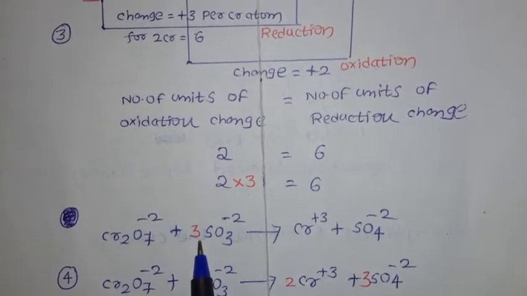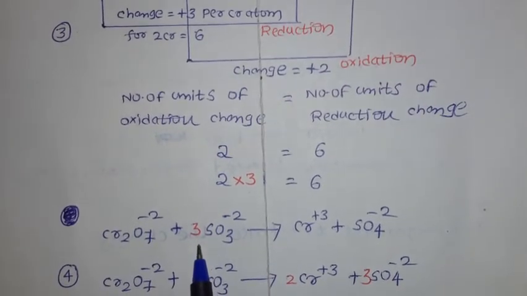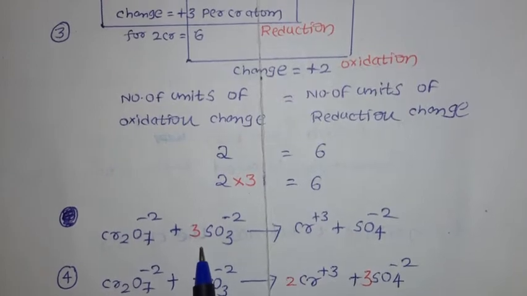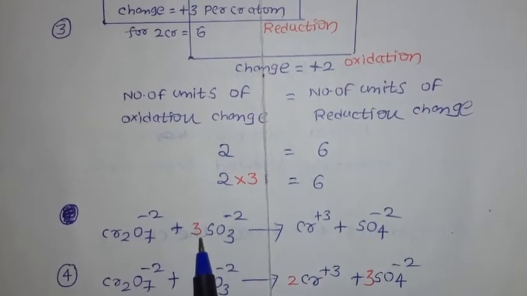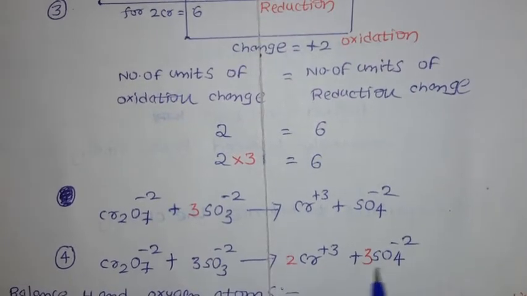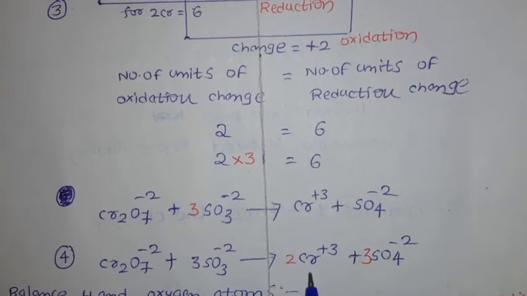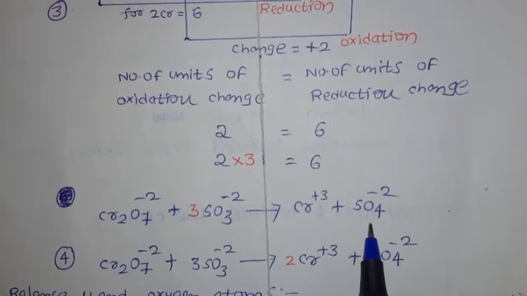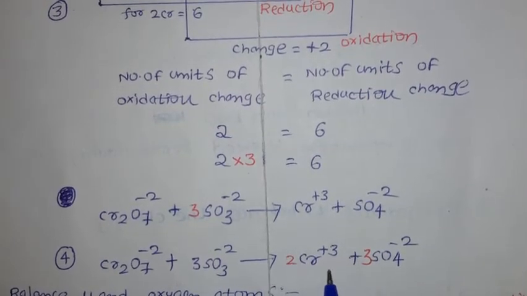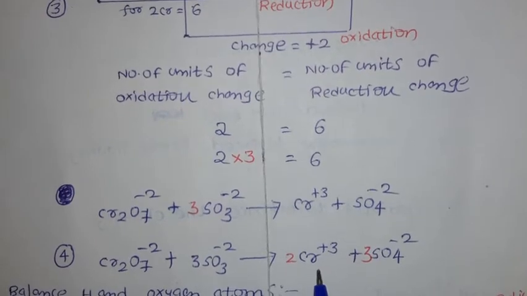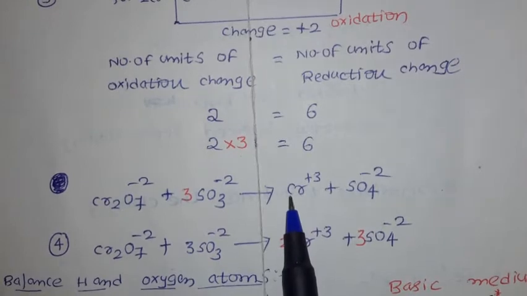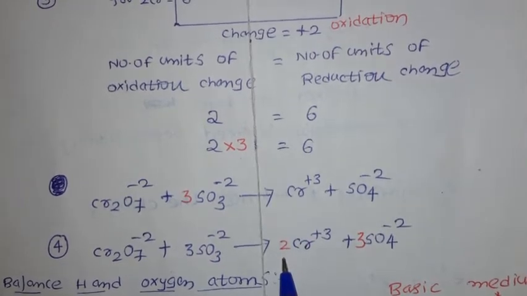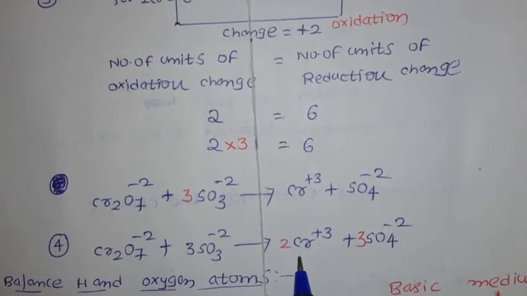After that, the next step is to adjust the coefficients of the products. In the reactants I kept the coefficient 3. Now you also have to adjust the coefficients of the products. Here the products are chromium plus 3 and SO4 minus 2. Here we have 2 chromium atoms, but in this we have only 1, so if I keep the coefficient 2, the chromium atoms are balanced.